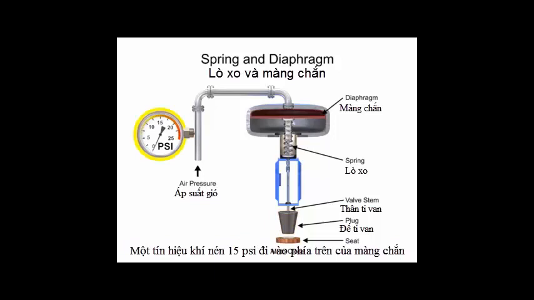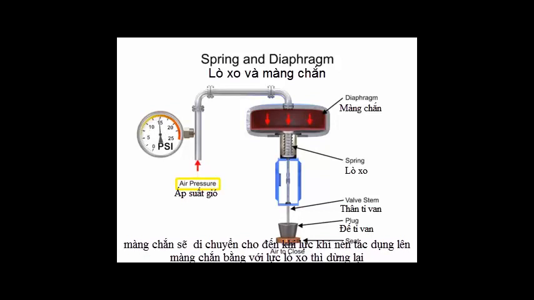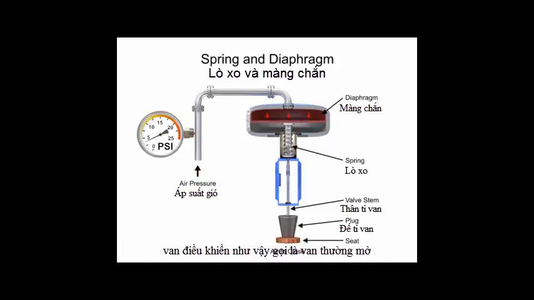A 15 psi pneumatic signal enters the housing at the top of the actuator. As pressure is exerted on the diaphragm, a downward force is applied against the spring, which moves the restrictor. The diaphragm moves until it creates an equal but opposing force against the spring, at which time the motion stops as the plug meets the valve seat. With no air pressure, the restrictor is pushed upward by the spring to act as a normally open control valve.